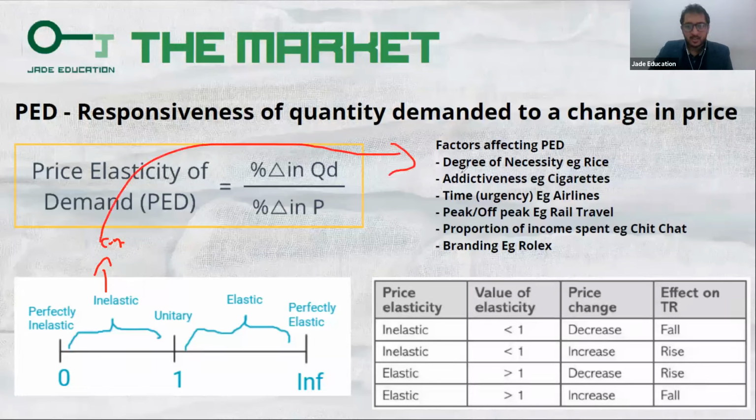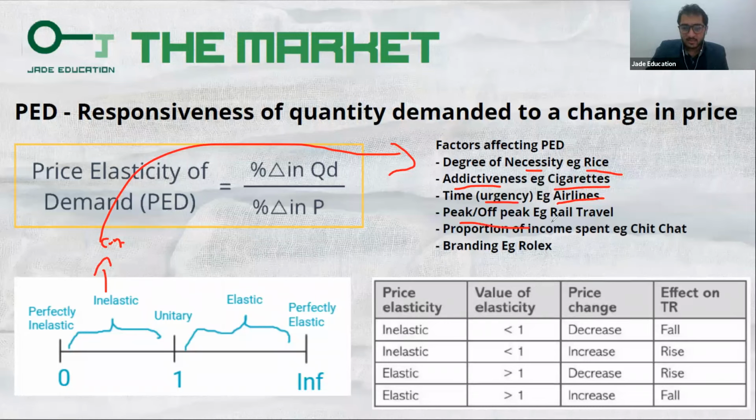Factors affecting PED. Rice, you're a necessity. Cigarettes, you're addictive. Airlines, they know they're playing with urgency. You and I are flying abroad. If you purchase the ticket today and I purchase the ticket closer to the date of the flight, I'll pay the higher price because they realize I'm urgent. If I wasn't urgent, I'd fly next month. I have an urgency, so they raise the price. So they know that they can play with this.